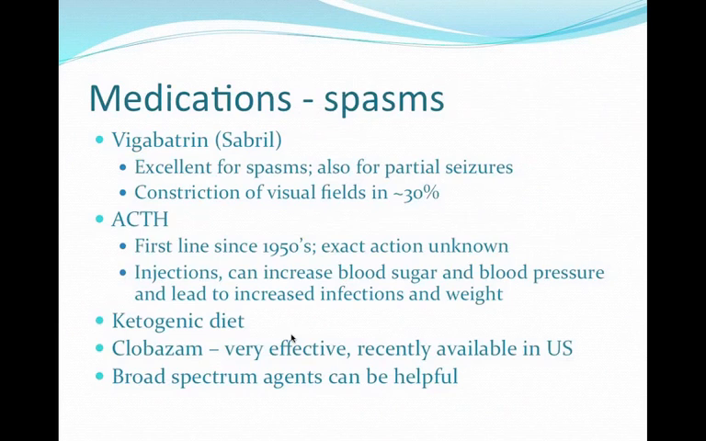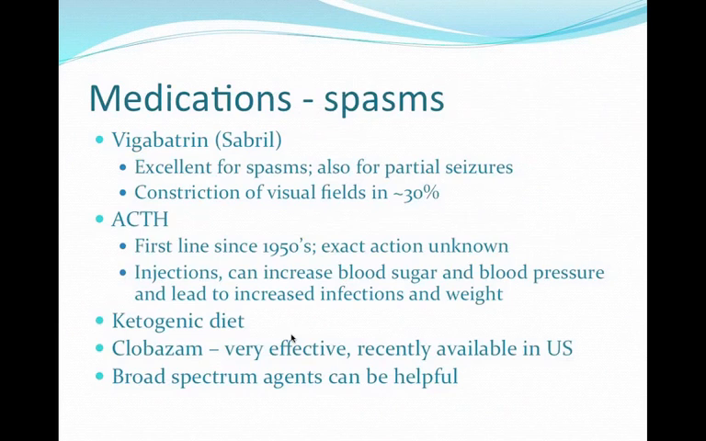The risk of Sabril is that it can constrict your vision, and about 30% see a little bit of a decrease in their visual field. So not how well they see, but just how much to the side they can see. But it's a pretty low risk, and for those that get it, it's usually very mild.